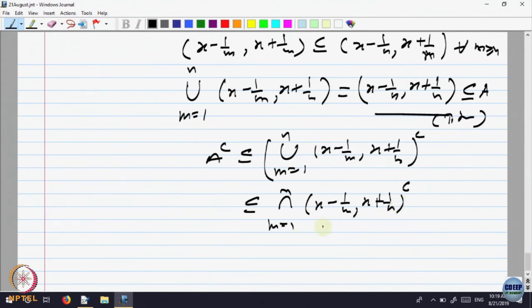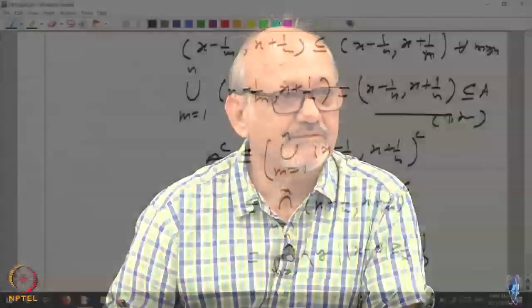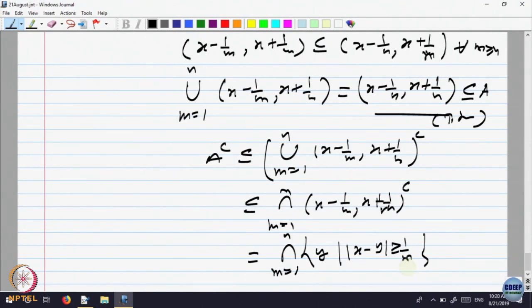Is that okay? And what is this thing? So, this is equal to intersection m equal to 1 to n of, what is this thing? The same as y, such that x minus y is bigger than or equal to 1 over m, right? Is that okay? So, you see those sets coming again here? Yes? Okay. So, let us now go back. I want finite number of them should contain it, right? A complement should be inside finite number of them, right? So, let us go back.